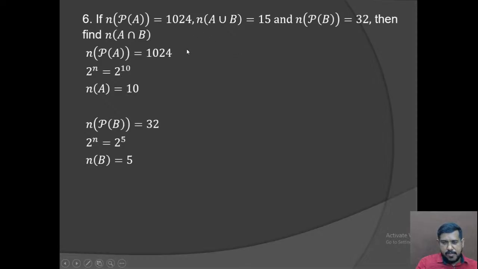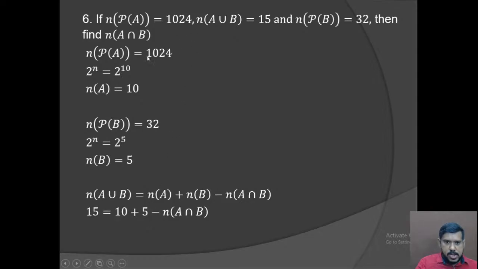Now using the formula we can find the rest. So what is the formula? n of A union B is equal to n of A plus n of B minus n of A intersection B. This is a very easy identity, you know that, right? Now n of A union B is given in the question, what? 15. n of A, just now we found the value, which is 10. n of B is also found, which is 5. n of A intersection B is what is asked in the question, right? Now substitute all the values. That means 15 is equal to 10 plus 5 minus n of A intersection B.